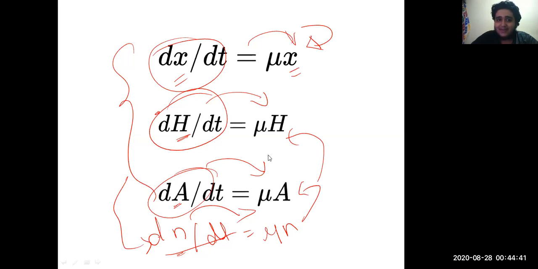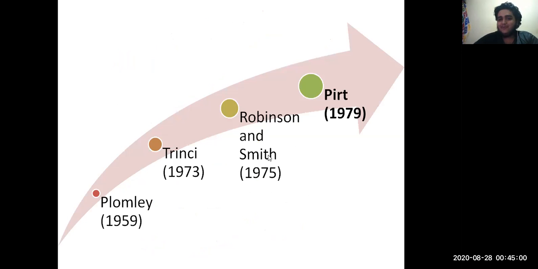We can just go on and extend this to also rate of change of biomass being proportional to biomass, as long as the evenness is maintained across the range. We can extrapolate this information. But that's not the end of it, because there was one more paper which was published a few years after Robinson and Smith, that is Pirt's paper. And this brings in a beautiful concept which we were ignoring the whole time.